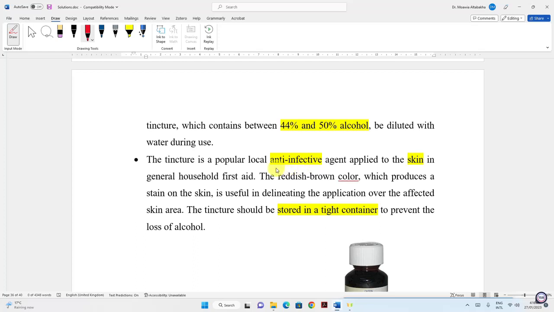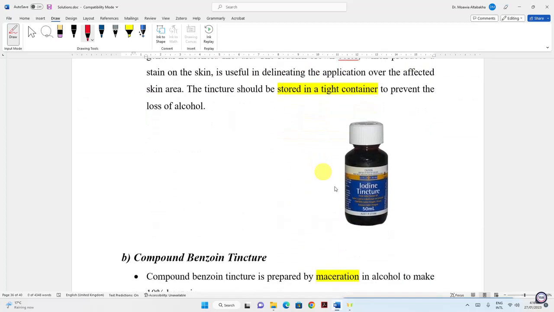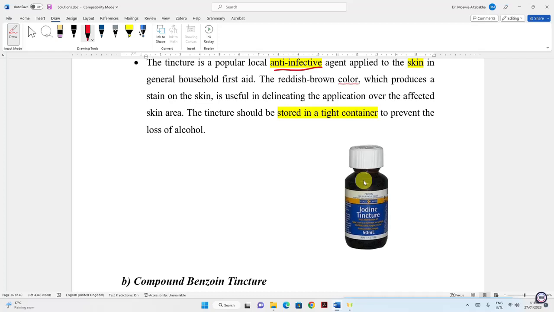So what is it used for? It's an anti-infective agent. The nice thing about this iodine tincture is that it has a brownish reddish color. So when you apply it to the affected area, this color will delineate the application area, so you will know what area the iodine covered, because of its color.